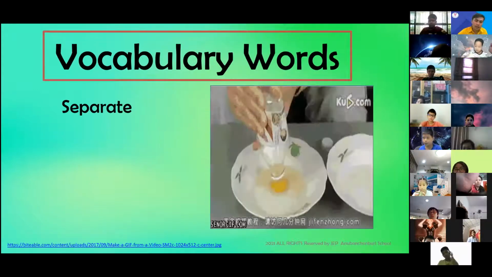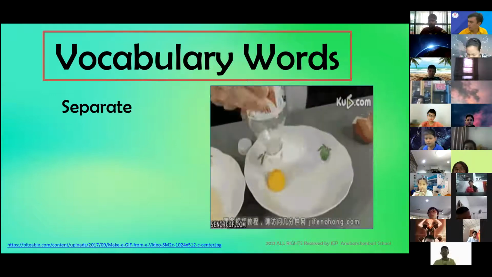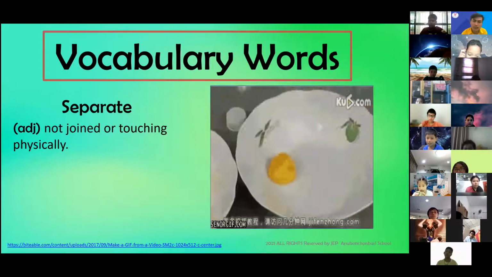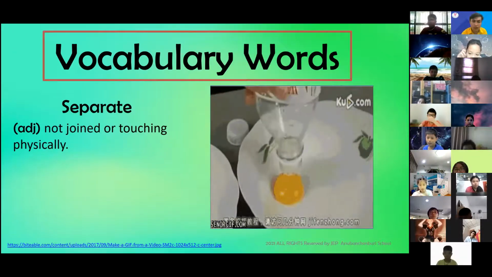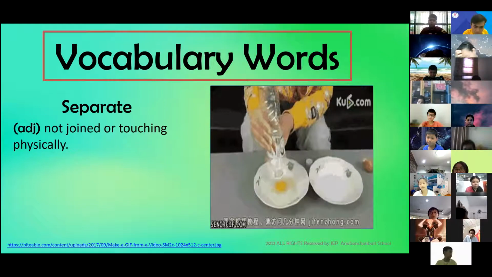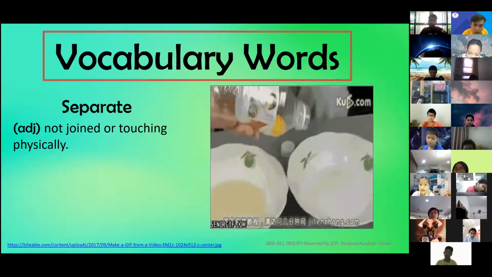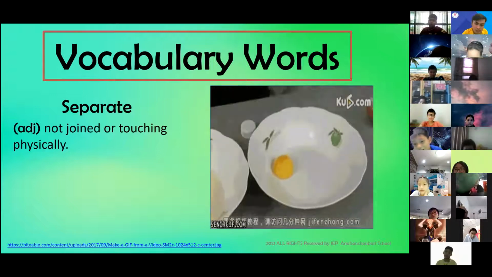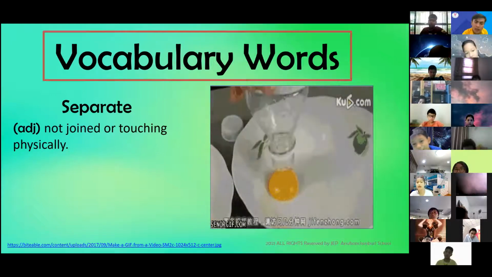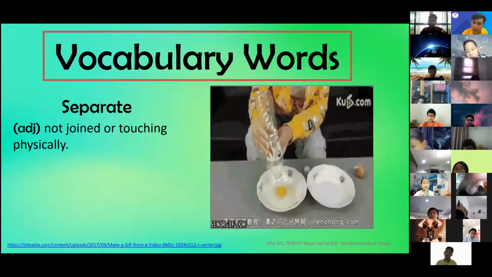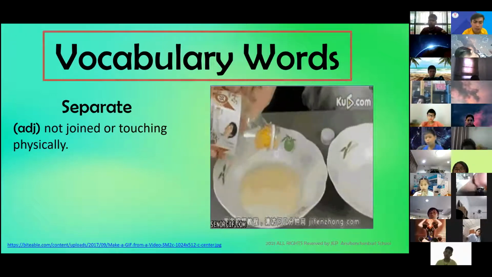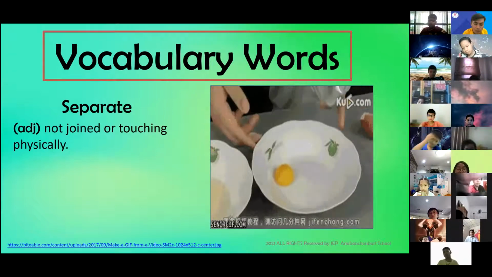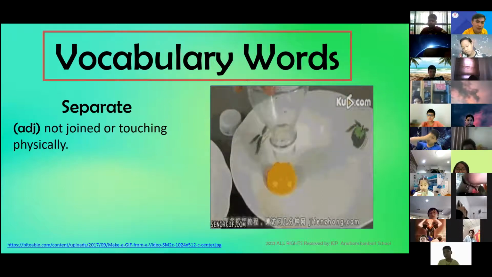The next word is separate. Okay, I think you are very familiar with the word separate. It means it is not joined or touching physically. Look at the picture here or the video. Using a mineral bottle, the person separates the egg yolk from the white of the egg, right? So that is an example of separate. Okay, so this is a very wonderful technique. How are you going to separate the egg yolk?